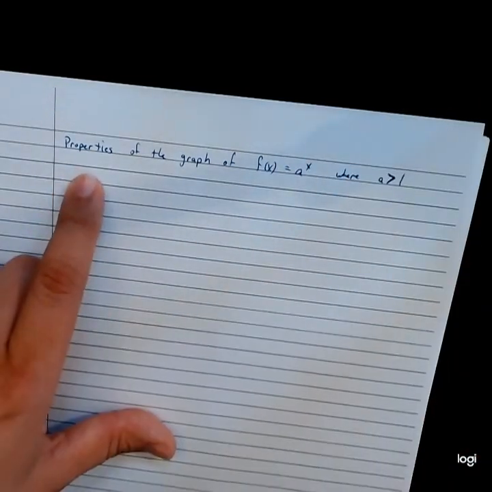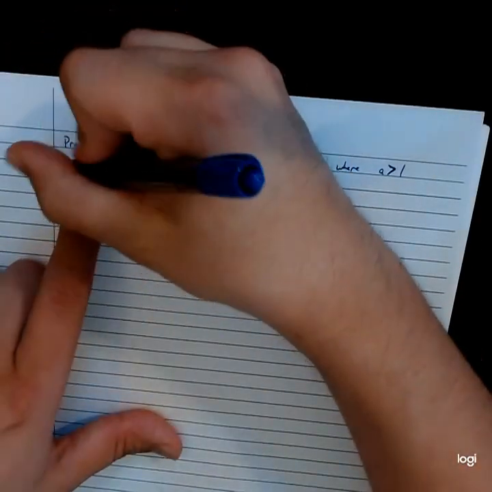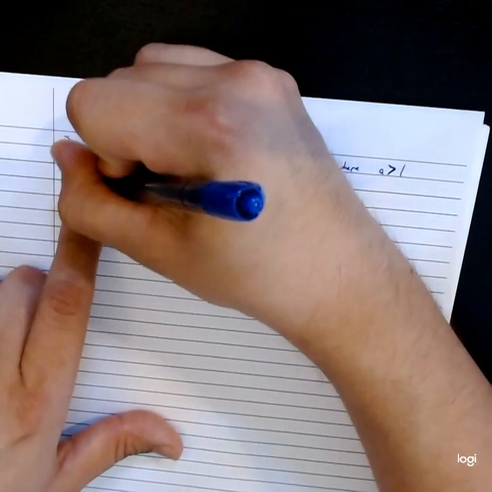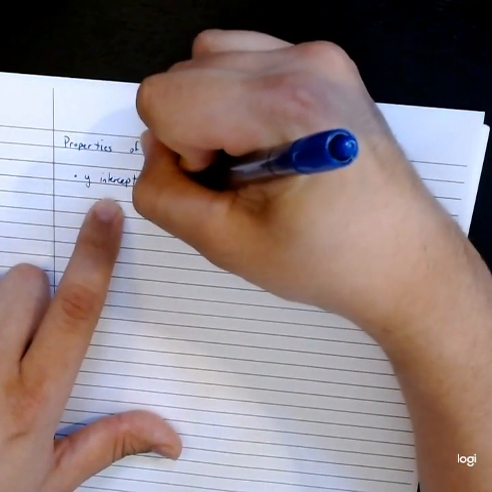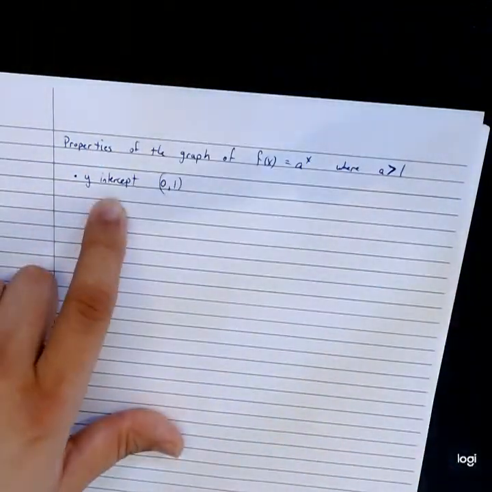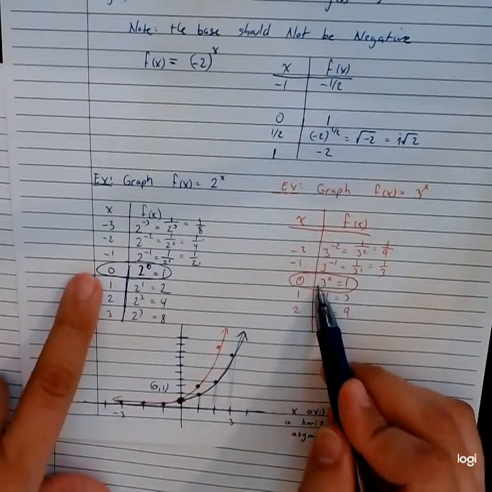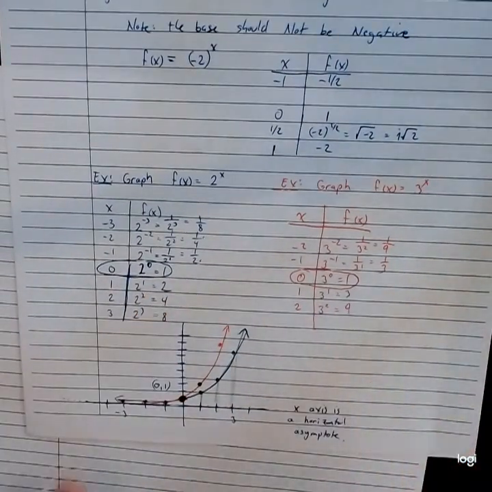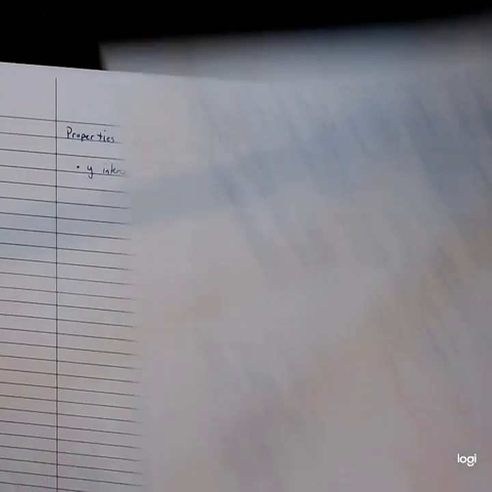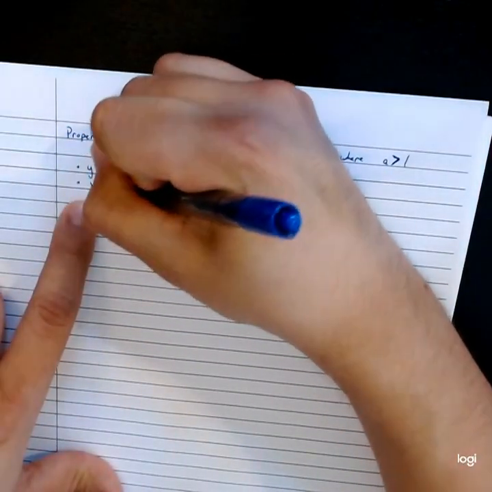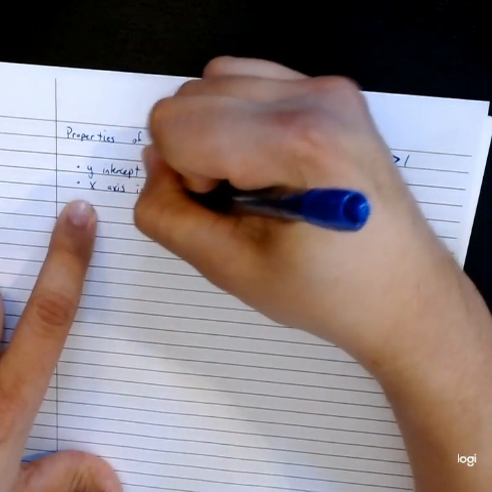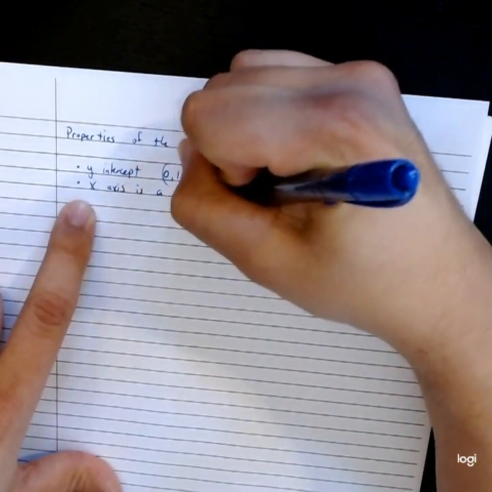So whenever you have the graph of f of x equals a to the x, the y-intercept is going to be (0, 1). We see that in these graphs here, that whenever x is equal to 0, y is equal to 1. We also see a horizontal asymptote. So another property is that the x-axis is a horizontal asymptote.